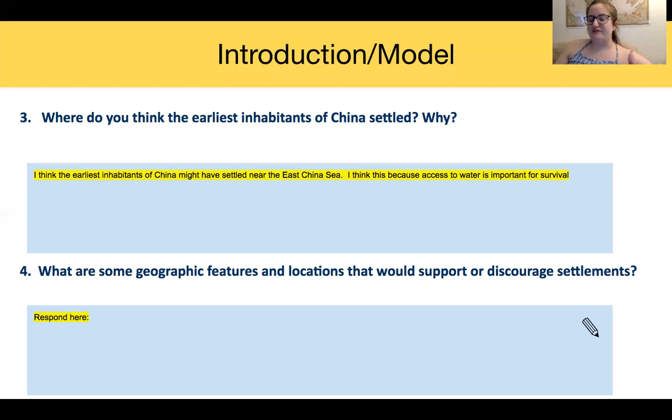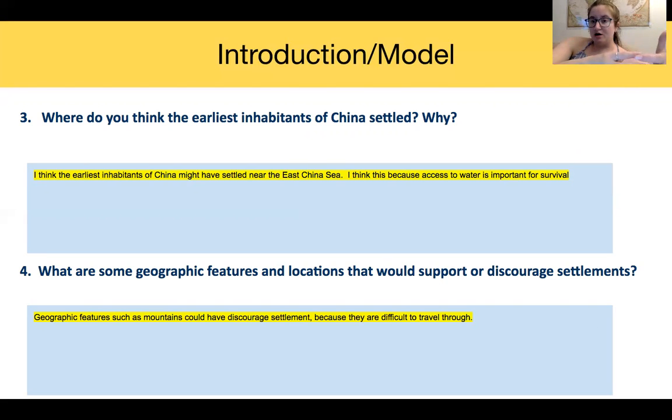Now, what are some geographic features and locations that would support or discourage settlement? Well, geographic features such as mountains could have discouraged settlement because they're difficult to travel through. So if people are moving from hunting and gathering and traveling all over and settling in one place, they probably traveled in an easier route and not through a bunch of mountains, which can be hard to travel through. That's one claim that I have, one idea that I have. What are your ideas?